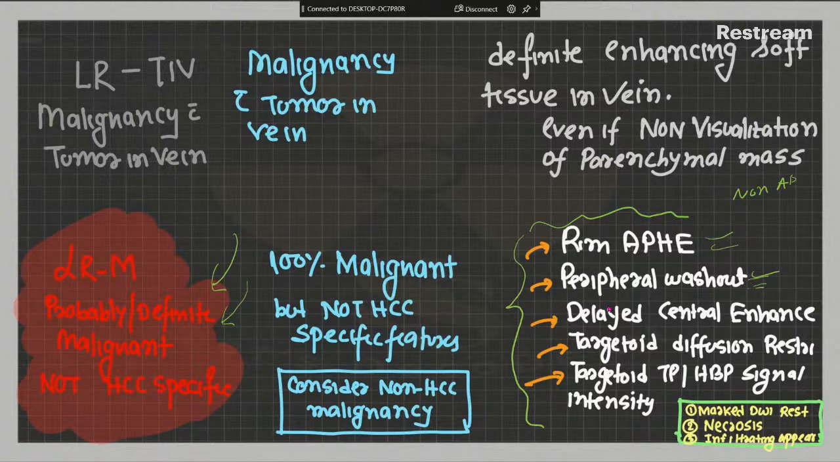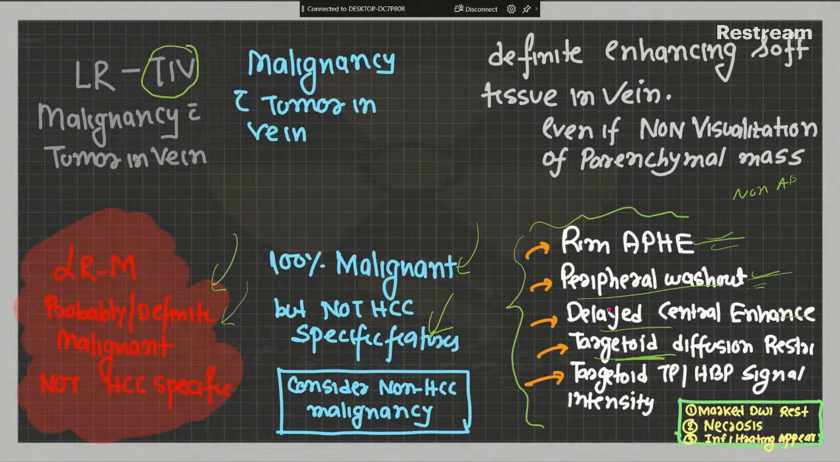I have to consider another malignancy, maybe it's mets, whatever. So rim pattern of arterial phase hyperenhancement, peripheral washout, delayed central enhancement, target. This is the targetoid lesion. These are features of LR-M. This is 100% malignant, but not specific for HCC.